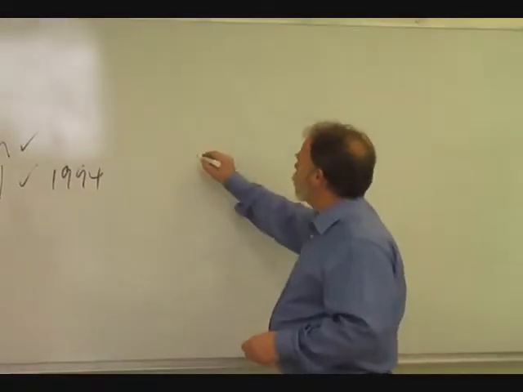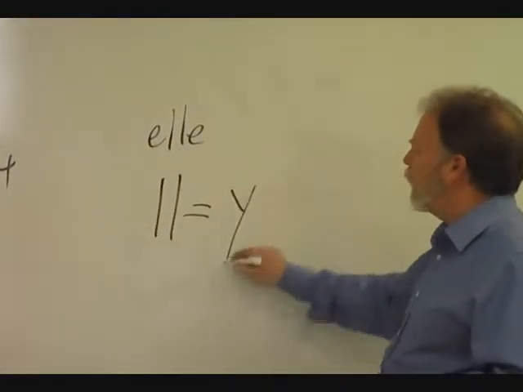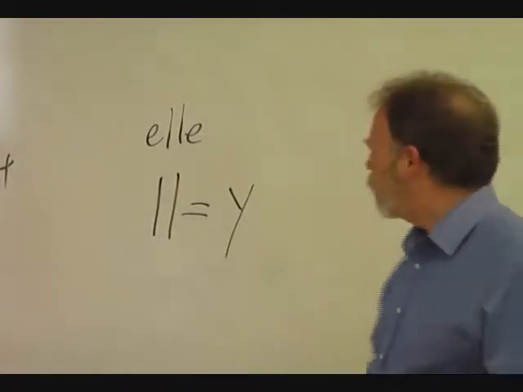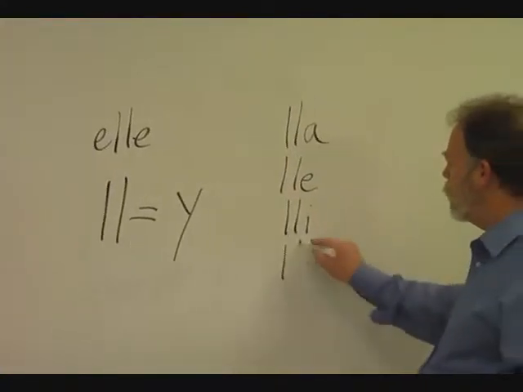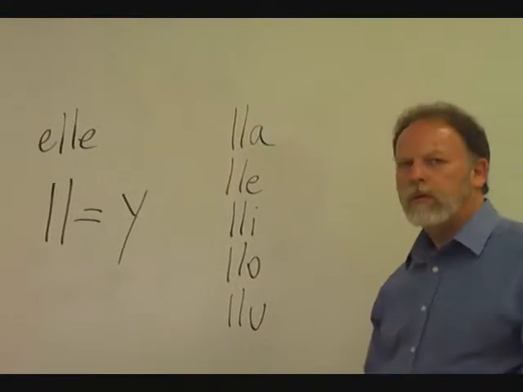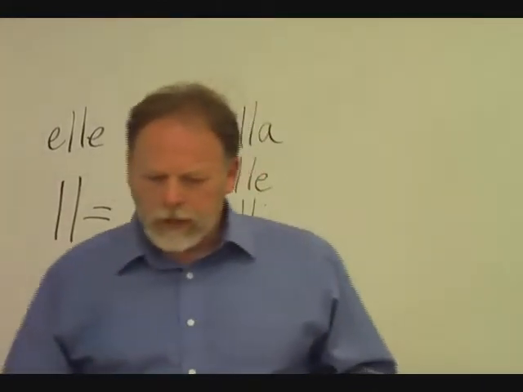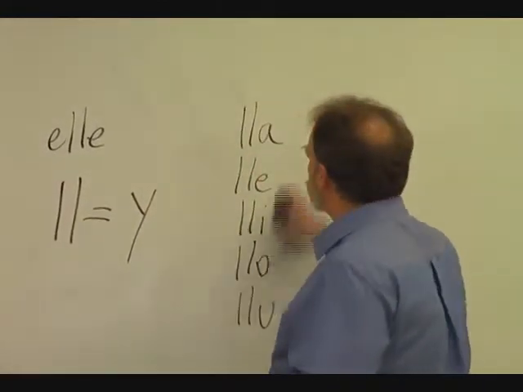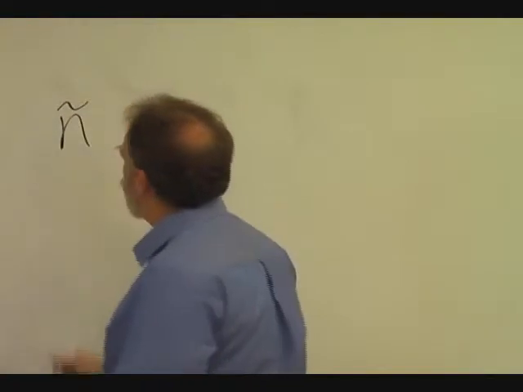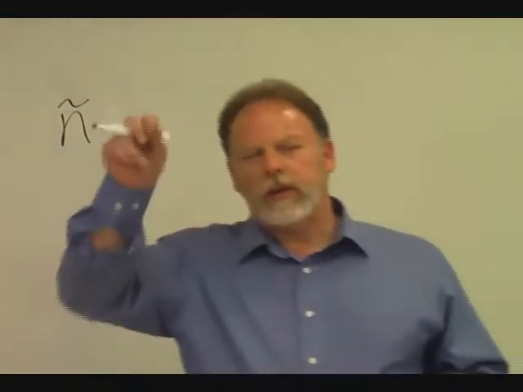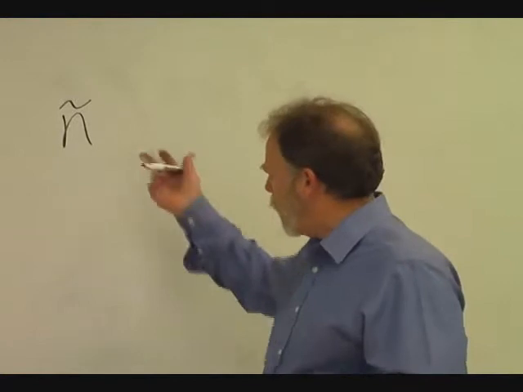The double L. It is called elle. The double L is the same as a Y in English. So we have ya, ye, yi, yo, yu. Just as if it were a Y. Okay? The letter ñe. This is not an N with a little mark over it. It is an ñe. It is a letter, a separate letter by itself.